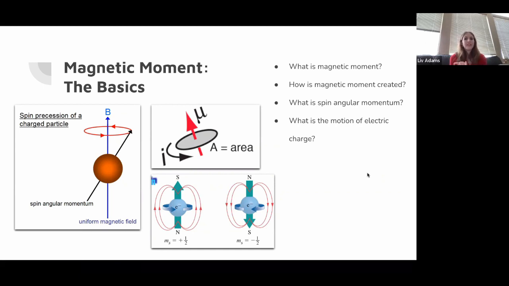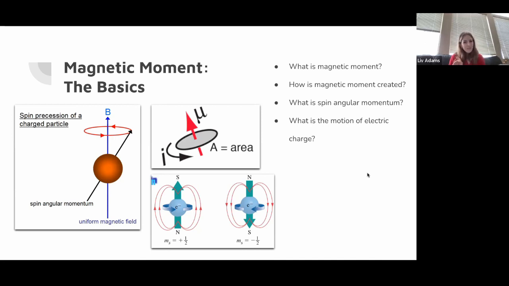So how is magnetic moment created? Well, the magnetic moment is a vector that is typically aligned and parallel to magnetic field lines and is created by spin angular momentum and the motion of electric charge.